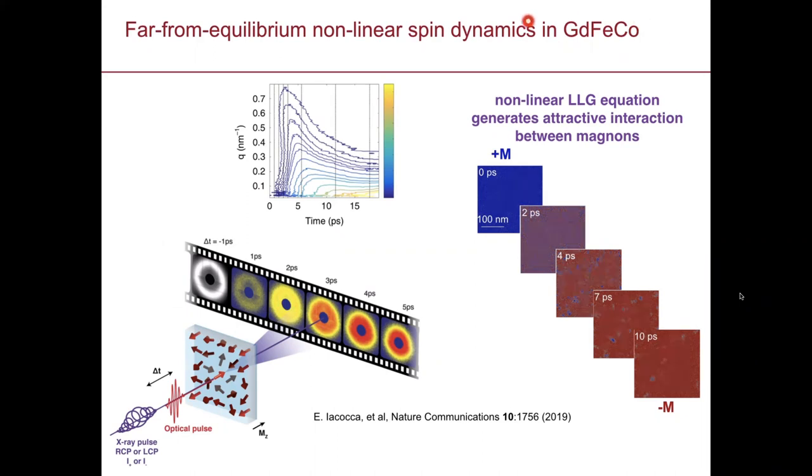And then in this case, we looked at this material that shows all optical switching, but this is a technical detail. So the scattering geometry is very straightforward, and we simply measure the diffuse scatter away from this straight through beam. And the illustration indicates that there are changes in this radial distribution of the intensity versus time delay after the laser excitation, and that's summarized here.